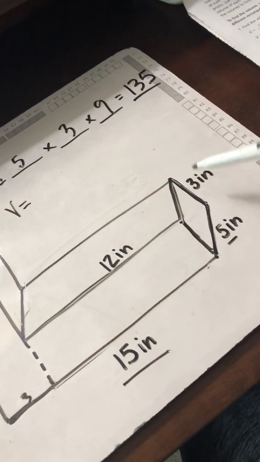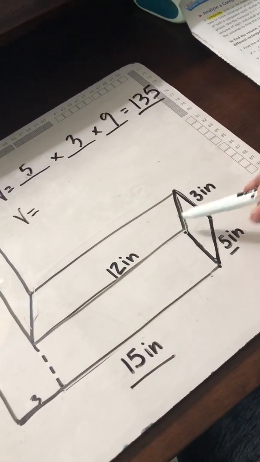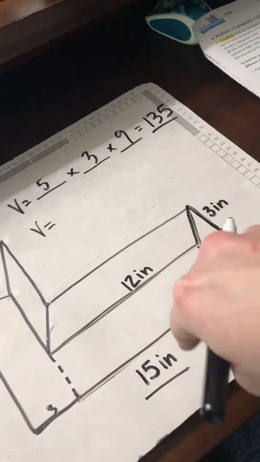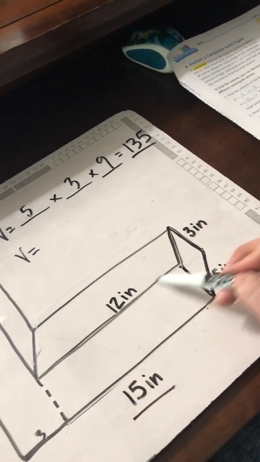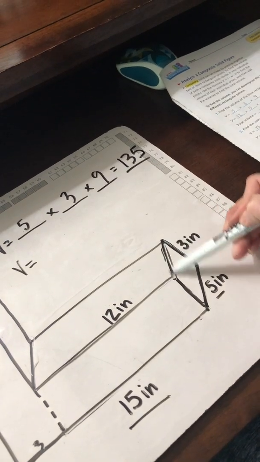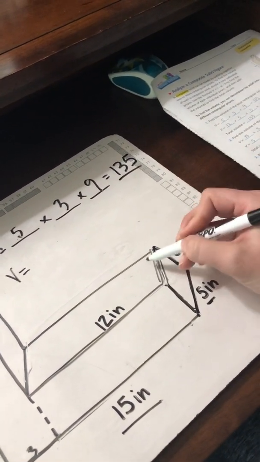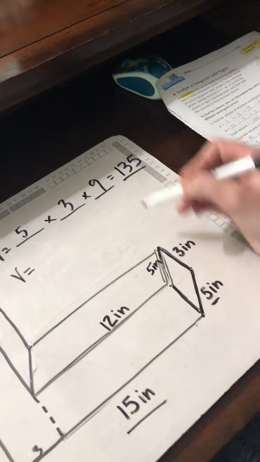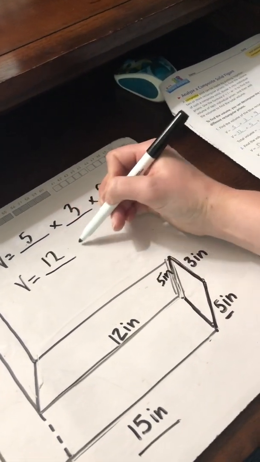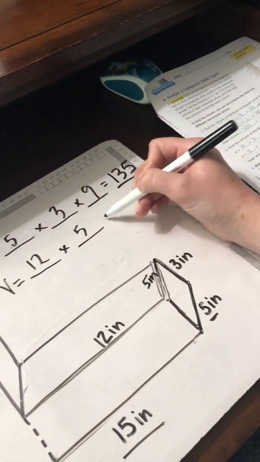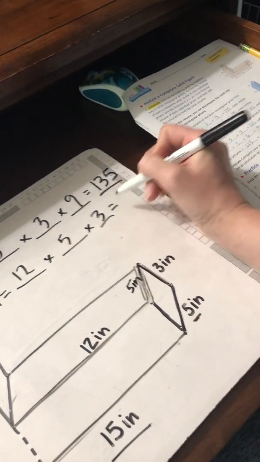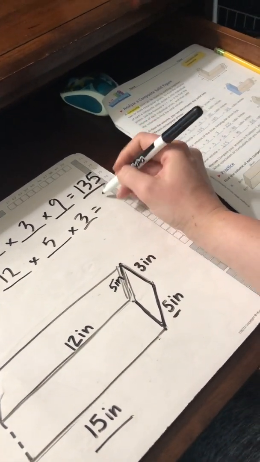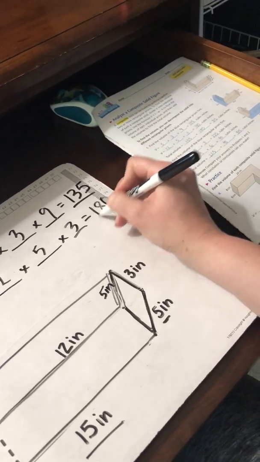Over here, I'm using the base, which is this top part, the one that's touching the ground here. So I'm going to have 12 is the length, and then this is the width, which is 5. Remember that those are the same. So I'm going to have 12 times 5 times the height of 3. 12 times 5 is 60. 60 times 3 is 180.